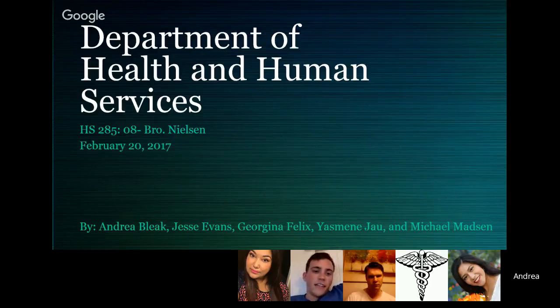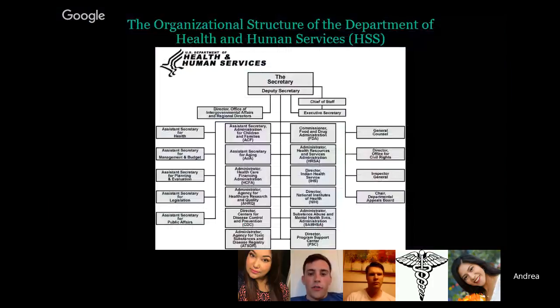So our project is on the Department of Health and Human Services, otherwise known as HHS. So we can go on to the next slide. The first thing we wanted to talk about is the overall organizational structure of the Department of Health and Human Services. As you can see in this slide, this is the whole organizational structure, with the head being the secretary. We'll later in the slides discuss more of the top part of the chart, as far as the secretary, the chief of staff, and those things. We'll also discuss some of the bigger groups underneath, like the FDA and the CMS and things like that. Sorry, the CDC. So if we can go to the next slide.